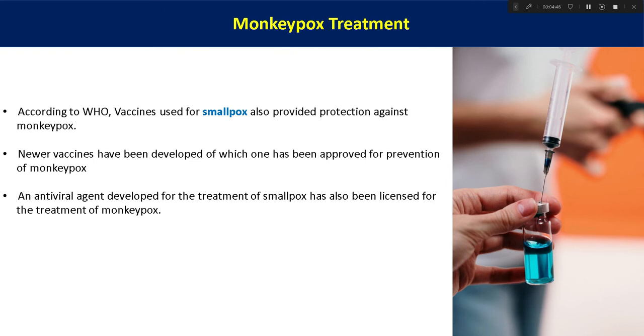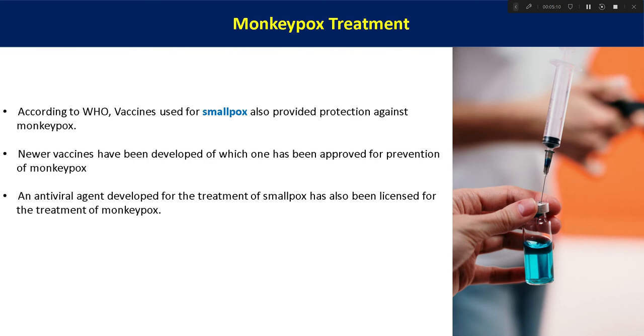And these 2 points are directly referenced from WHO. Okay, so the treatment points we actually read in WHO and brought here. Apart from that, we know that for monkeypox, we don't have any other treatment available.